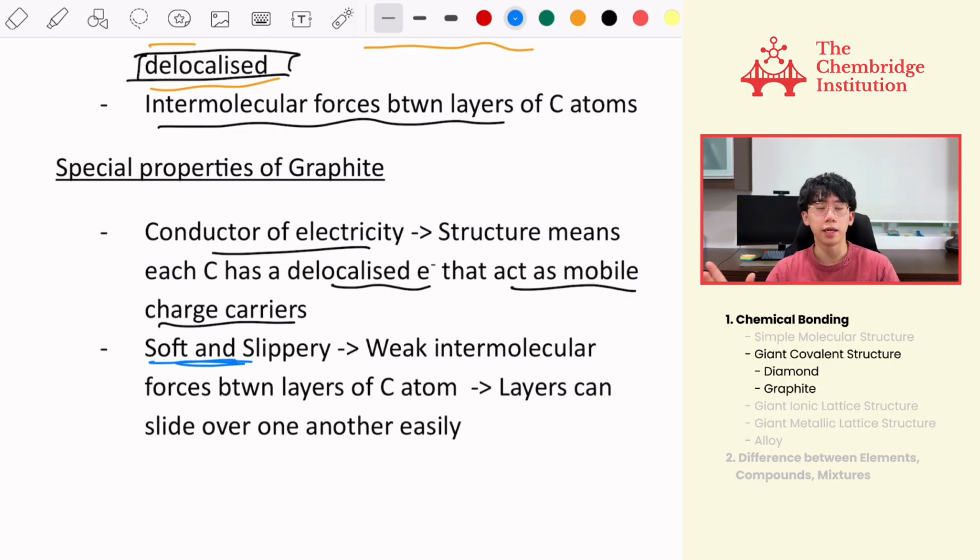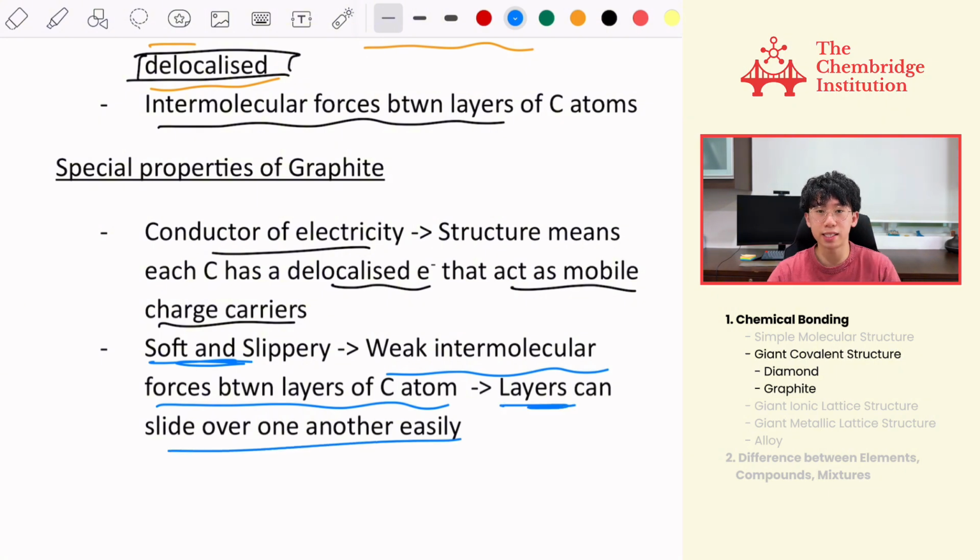This is because there are weak intermolecular forces of attraction between the layers of carbon atoms, as I've also said previously. Now, what's the significance of this? The layers can actually slide over one another easily with these weak intermolecular forces. It's easy sliding because the intermolecular forces are so weak. Not a lot of energy is required to overcome these intermolecular forces of attraction.